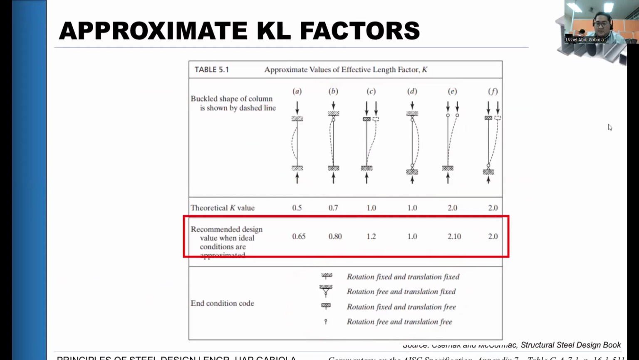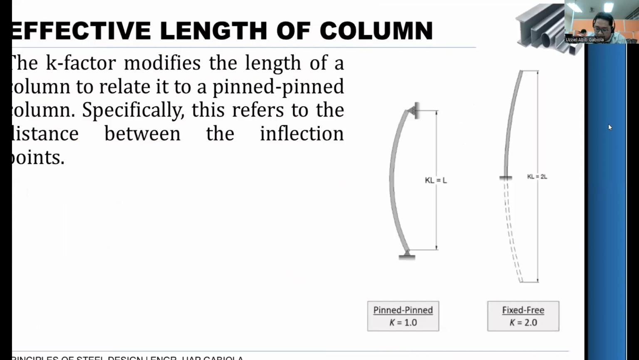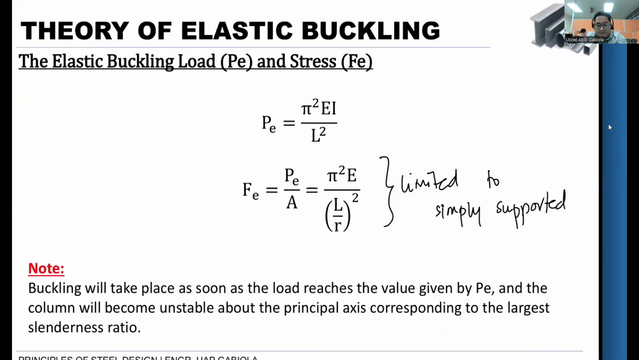Okay? So, ngayon, bakit yung recommended design yung kailangan natin? So, let us go back sa formula nung FE na na-derive natin. That is pi squared, ano nga yung formula natin? Pi squared E over L over R squared. Okay? So, ito yung na-derive natin before, no? Ito yan.